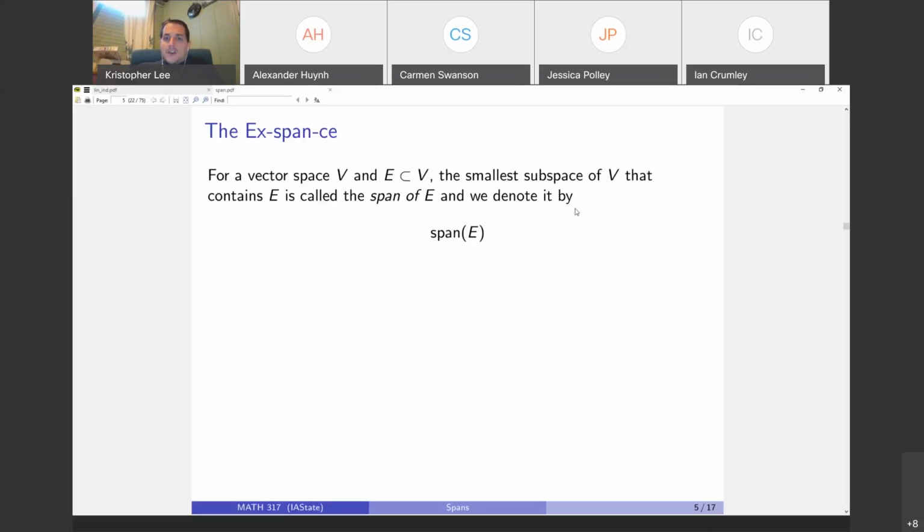Anyway, okay. So where were we last time? We finished off by demonstrating the existence of a very particular subspace. So we proved that in a vector space, every subset has a subspace associated with it. Particularly, there is a smallest subspace that contains E. And we call this the span of E.